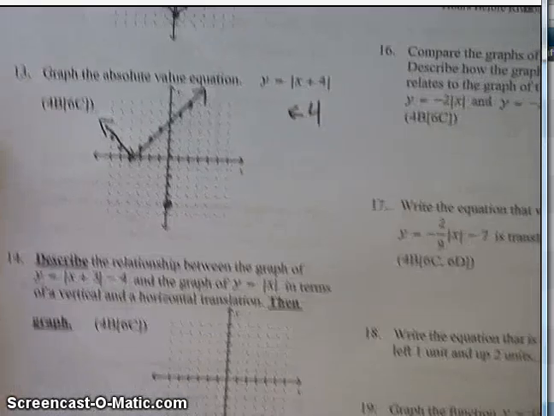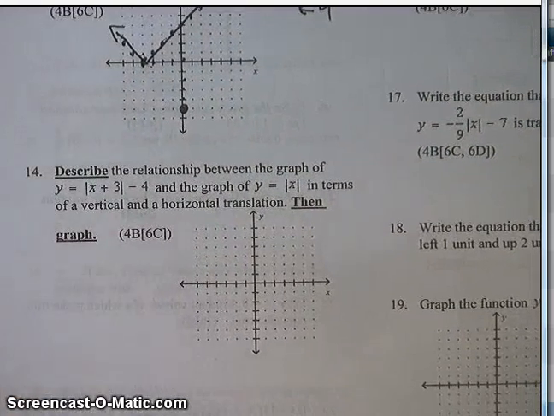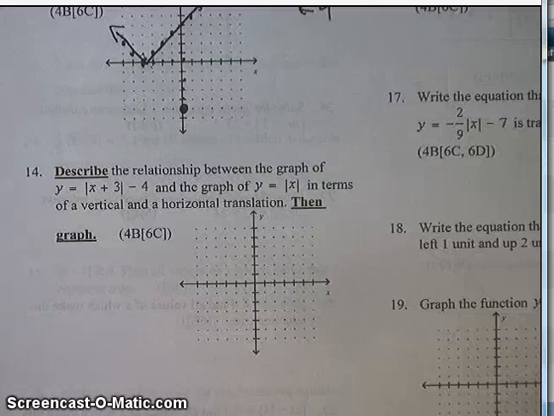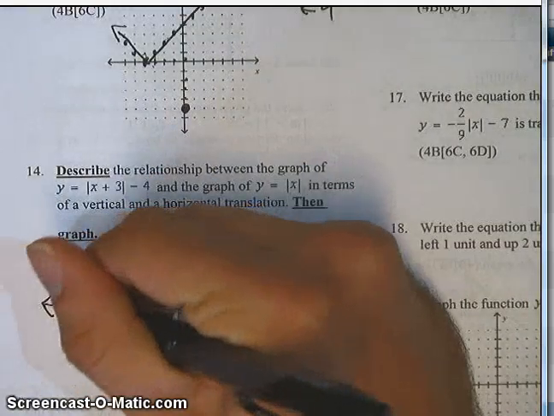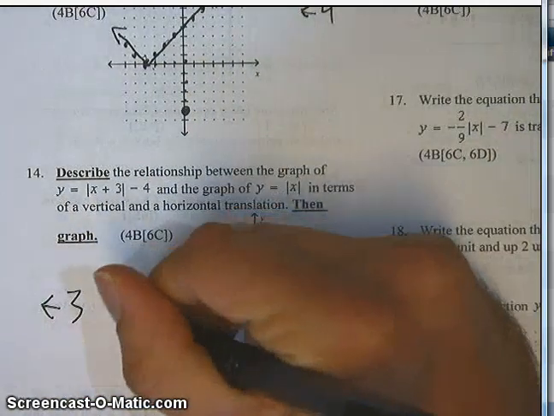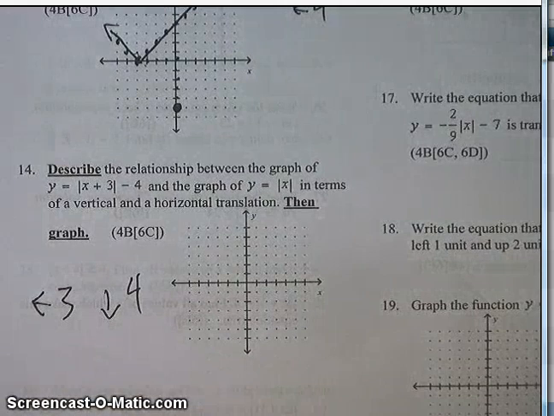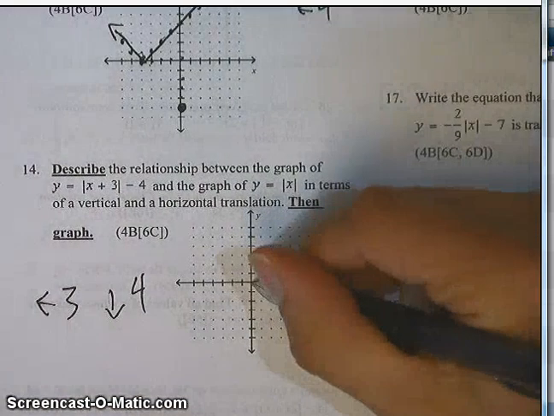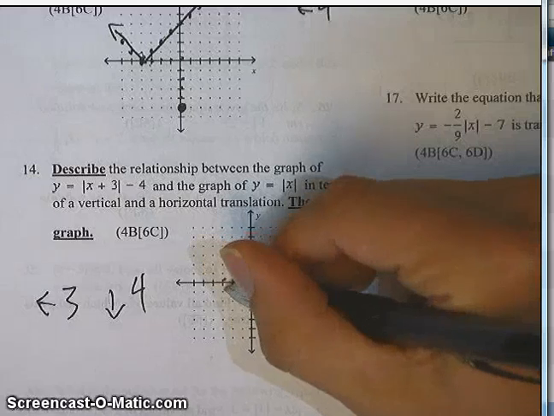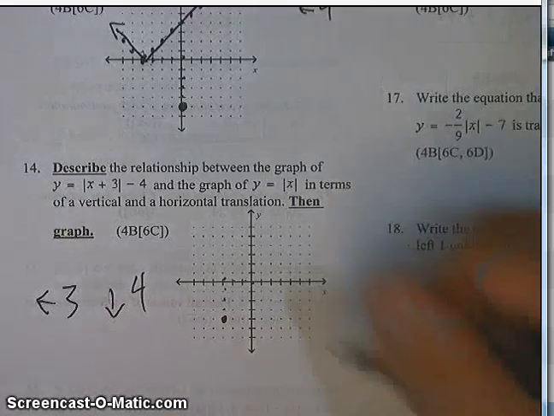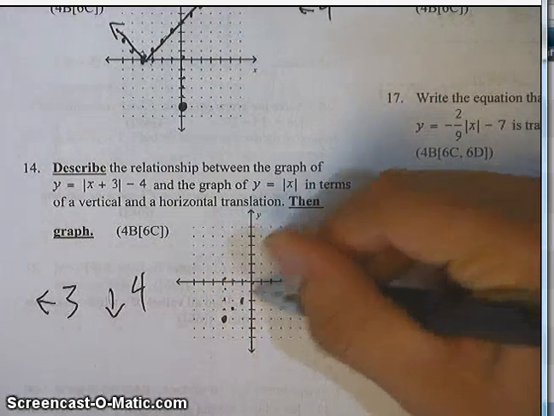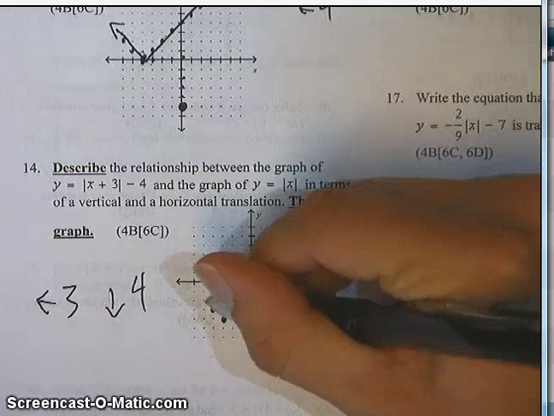Moving on to number 14. Describe the relationship between the graph of y equals the absolute value of x plus 3 minus 4 and the graph of y equals x in terms of vertical and horizontal translation, then graph it. Okay, well that plus 3 means it's been shifted left 3, and that minus 4 means it's gone down 4. So let's go ahead and graph it. So from 0, 0, we go left 1, 2, 3, down 1, 2, 3, 4. And there's not been a vertical stretch or vertical compression, so we're still going up 1 over 1, up 1 over 1 in both directions.